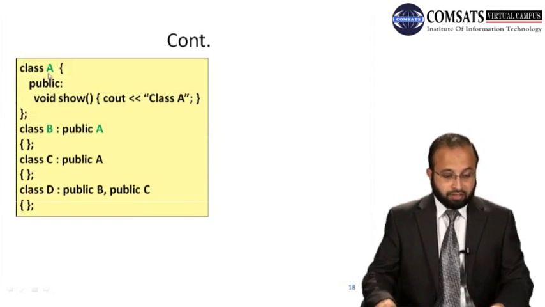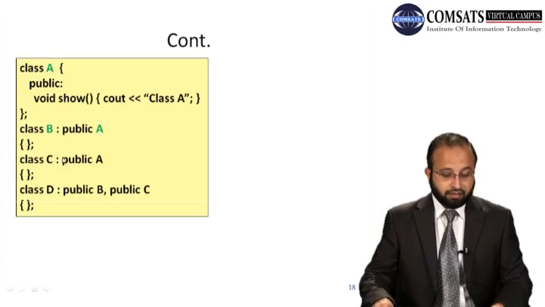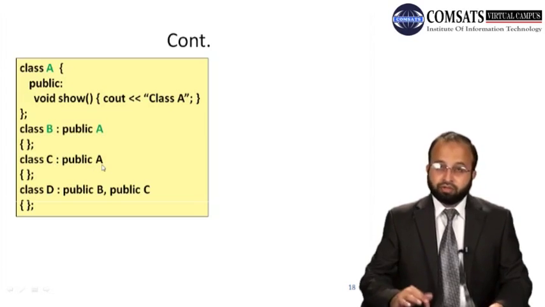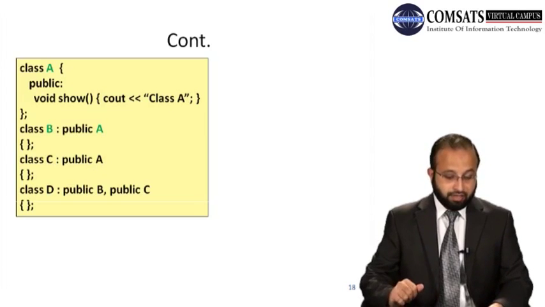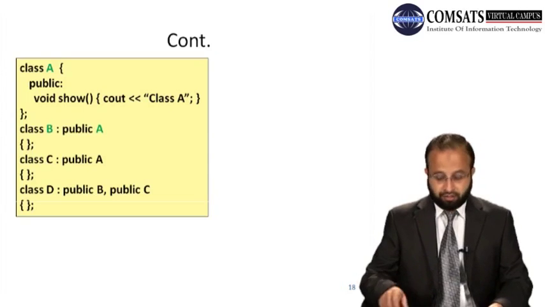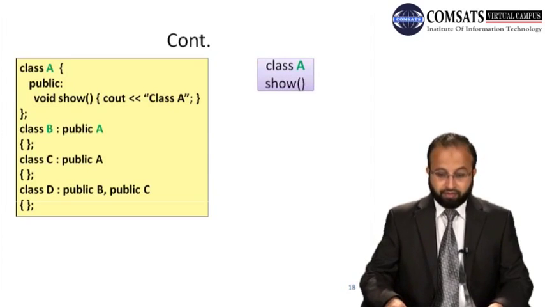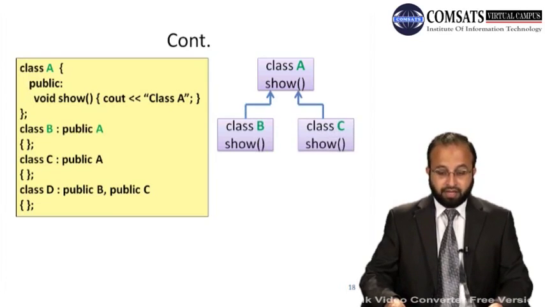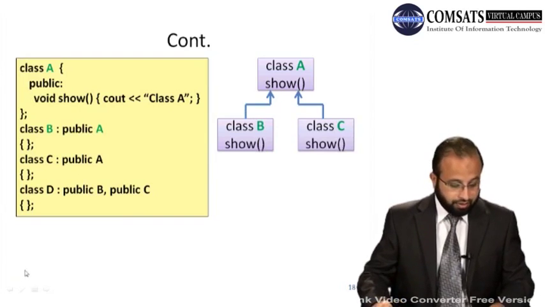The other ambiguity is of the same type. For example, we have a class A, and class B inherited from class A, and class C inherited from class A. Both B and C are inherited from class A. Now we have created a class D that is inherited from class B and class C. So this is the hierarchy. We have a class A that has a function show. We have class B and class C that are inherited from class A. Here we don't have a show function.